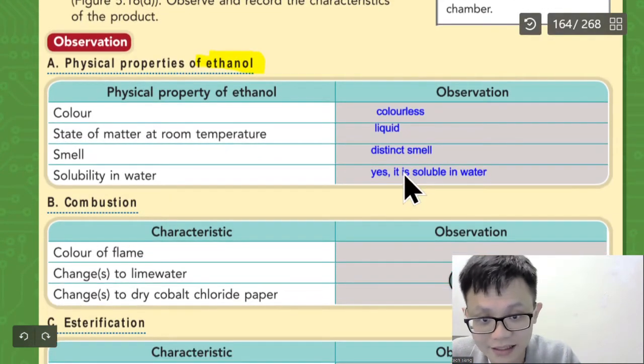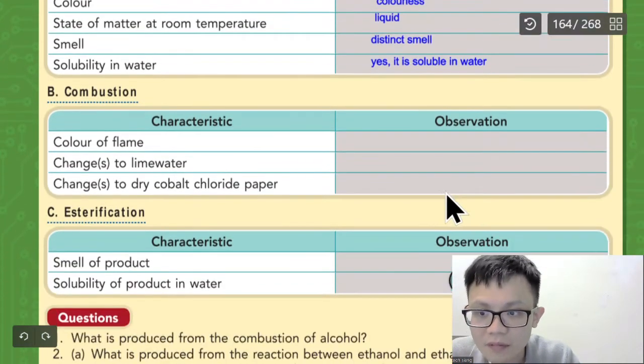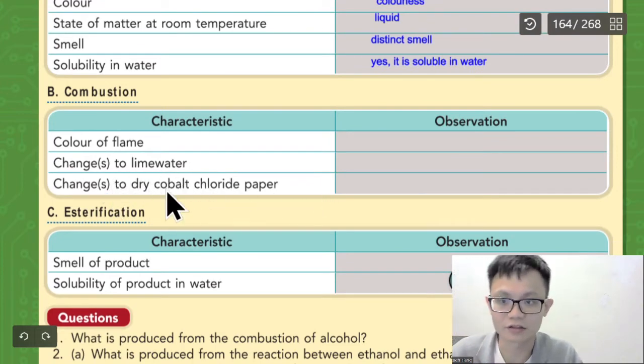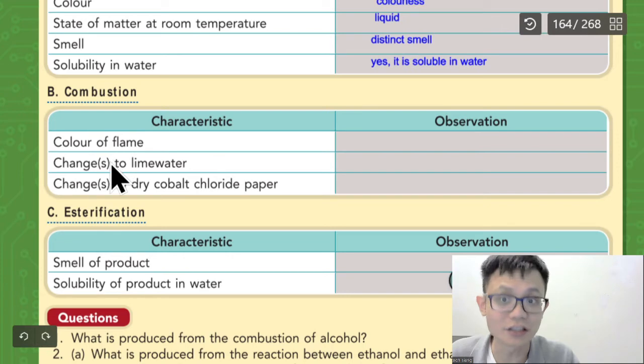Solubility in water, yes, it is soluble in water. Color of the flame, change to the lime water, change to dry cobalt water. Okay, so what is the character of combustion for alcohol?